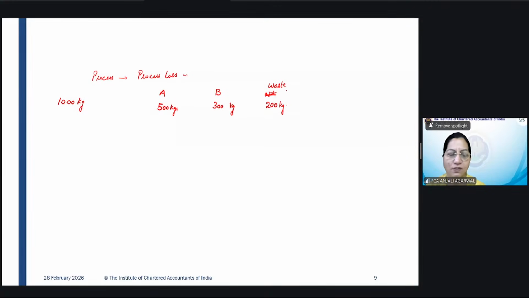So if it is a normal loss, there is no abnormality. This cost is to be borne. Now, if you go by physical measurement, what will happen? 5:3:2. But when you allocate the 200 kgs to the waste in the ratio of the total cost in the ratio of 5,000, 3,000, and 2,000. But this is waste. The waste does not have the capacity to recover any cost which is charged to this. So what will happen? We will charge it back to the products A and B. It has to be ultimately borne by product A and B.